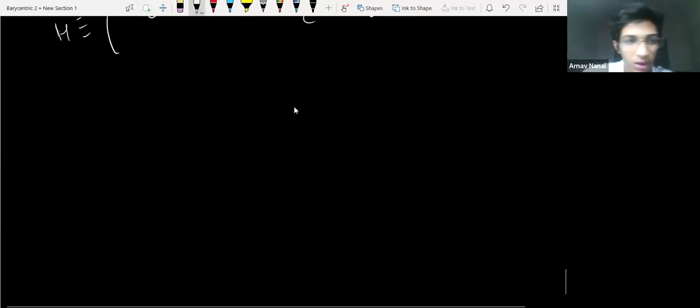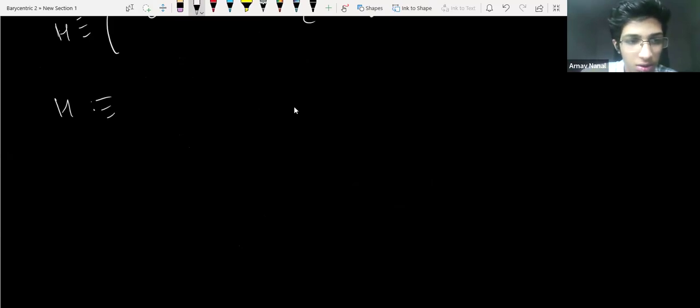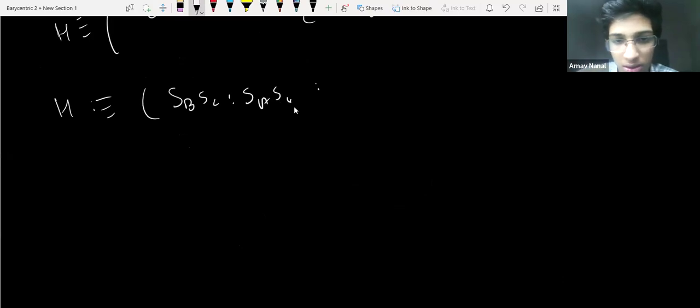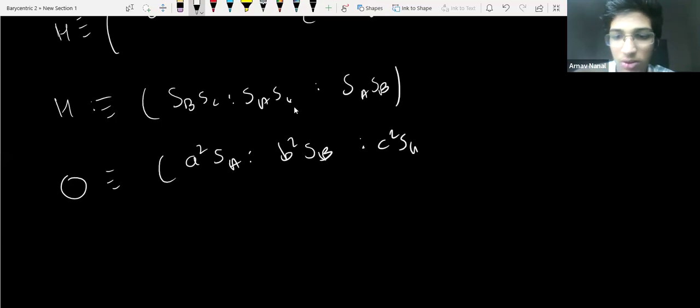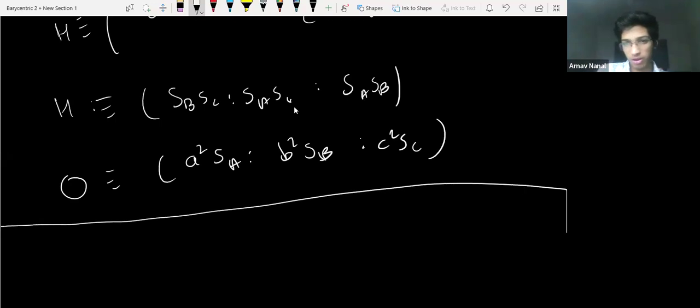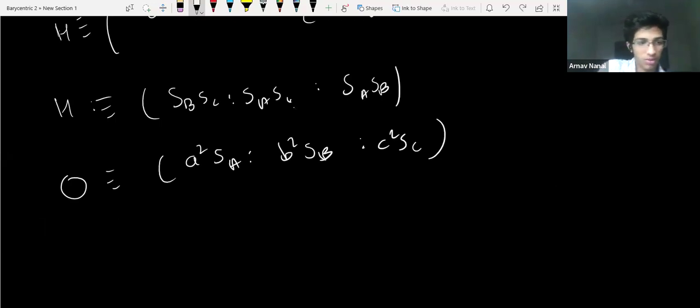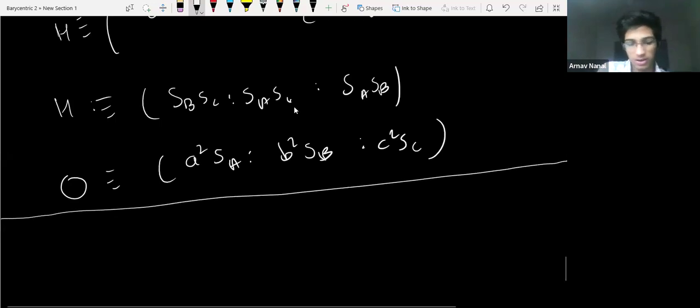So we have H is congruent to SBSC is to SASC is to SASB. Similarly, you can show that O is a square SA is to b square SB is to c square SC. I'll just skip that for this. I don't know, this may be useful, but I have not really used them. But if you see someone like Pranav, who is very good at barycentric coordinates, he might have used this.